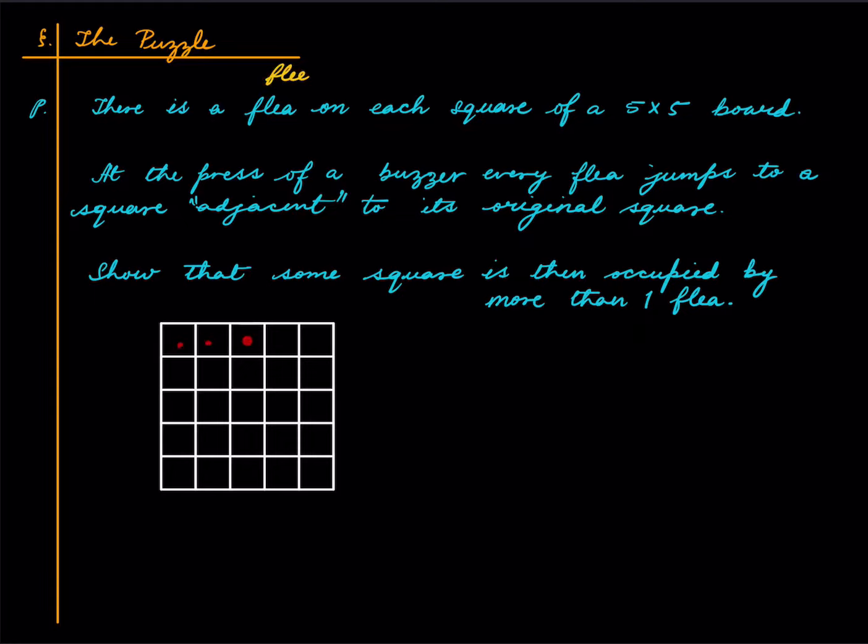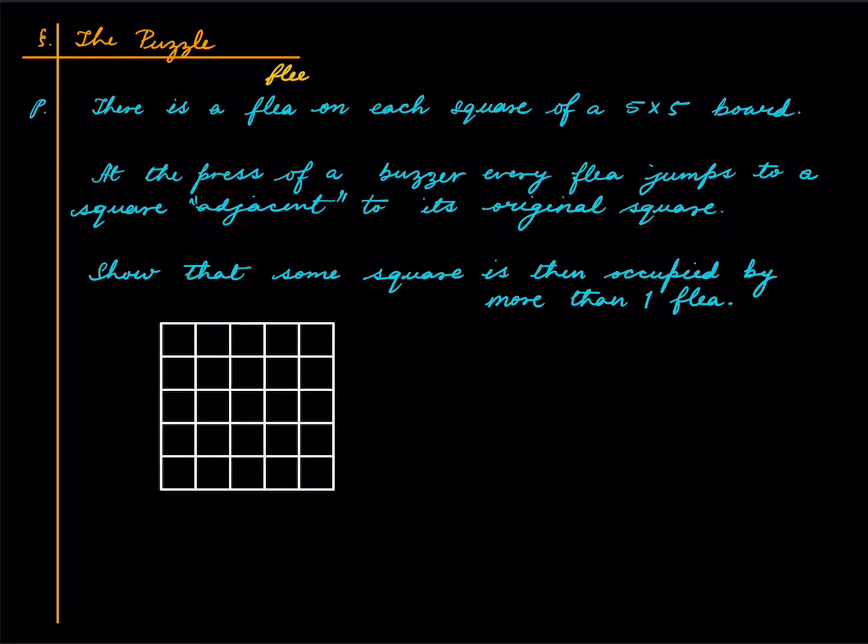So there is a flea on each of these squares, exactly one flea on every square of this 5x5 board. And then at a particular instant, or let's say at the press of a buzzer, each flea jumps to a square adjacent to its original square.